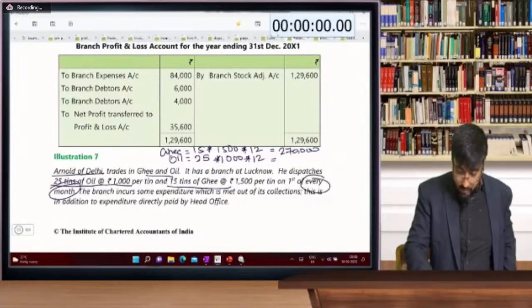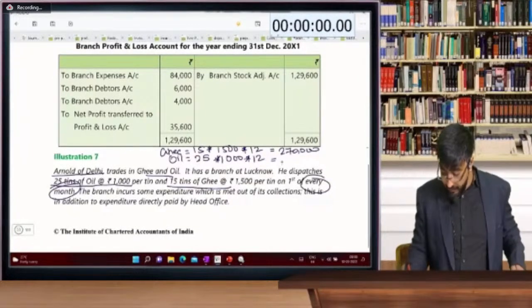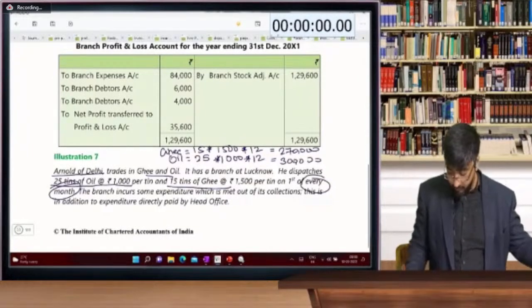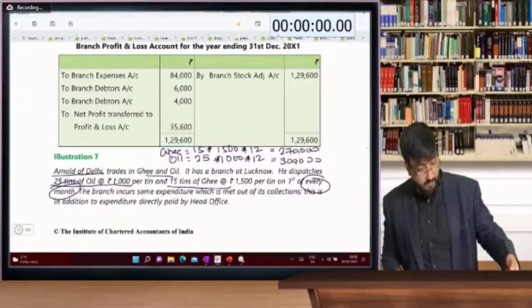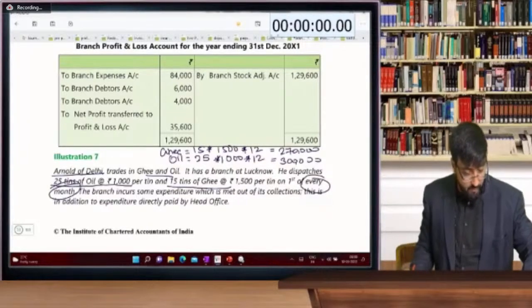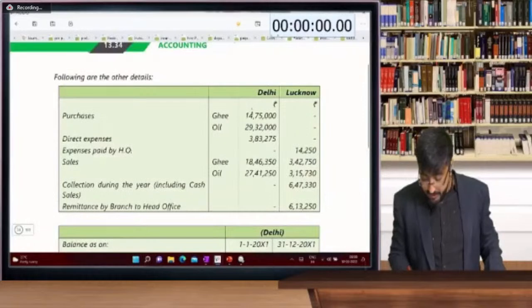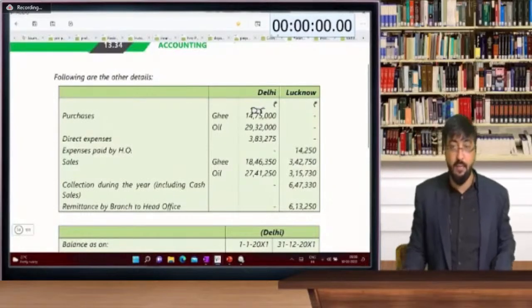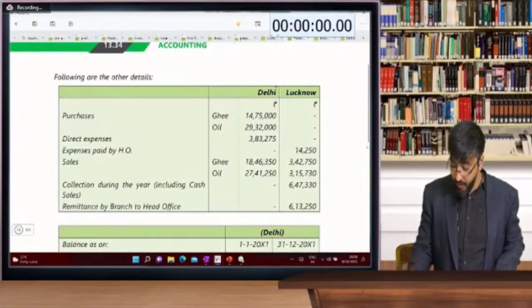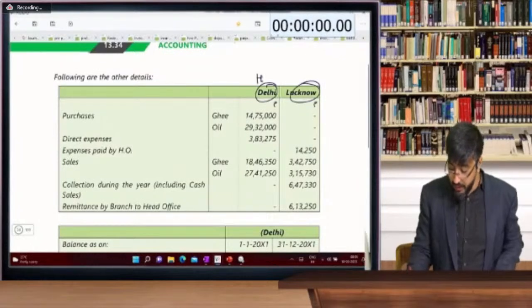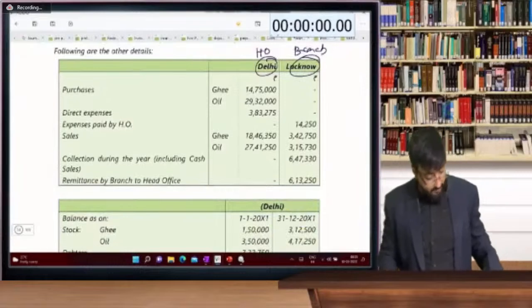Into 1000 into 12, 3 lakhs. So 3 lakhs, beta, ghee and oil. Purchases, Delhi debit. Now see beta, Lucknow and Delhi. So Lucknow is a head office or branch? It's a branch. And Delhi is head office.